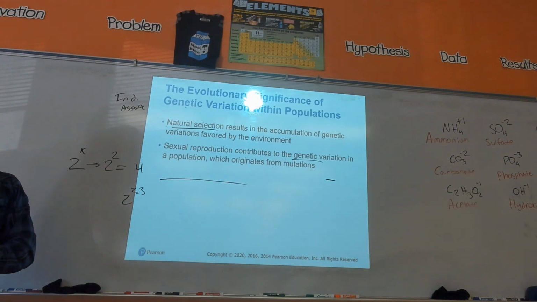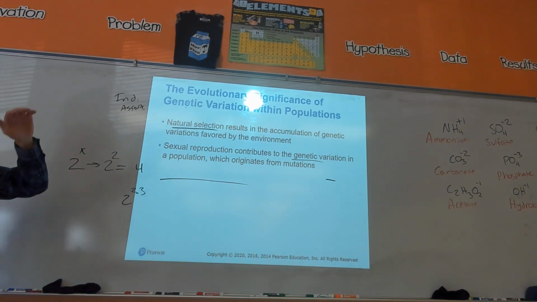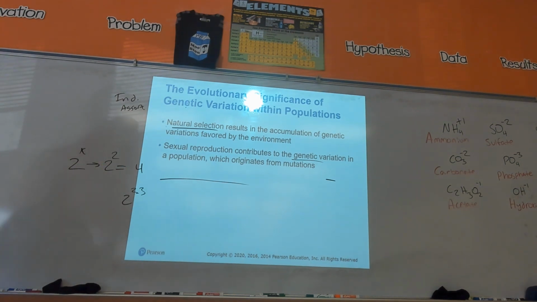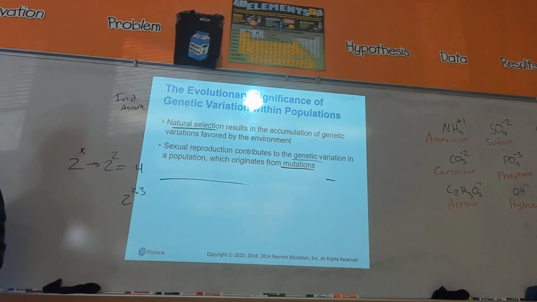Again, the purpose of all that genetic variation is that natural selection works best when you have a lot of different variation. If you have a lot of variation, you increase the chances that one of those organisms will have the right variation to survive in the environment best and keep the species line going. And don't forget that the original source of genetic variation is typically going to be mutations.